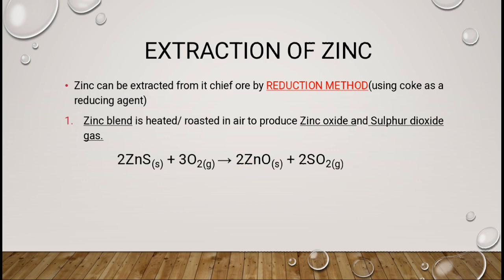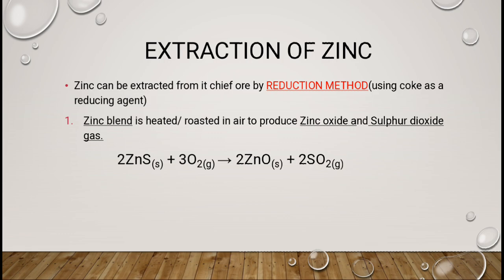So in order to remove this oxygen, we are going to use coke, which is carbon, a reducing agent that is going to remove the oxygen from zinc oxide. We can use carbon or carbon monoxide, but the famous one is carbon. The famous reducing agent is carbon. You may be asked the name of the reducing agent. Just know that it is carbon.